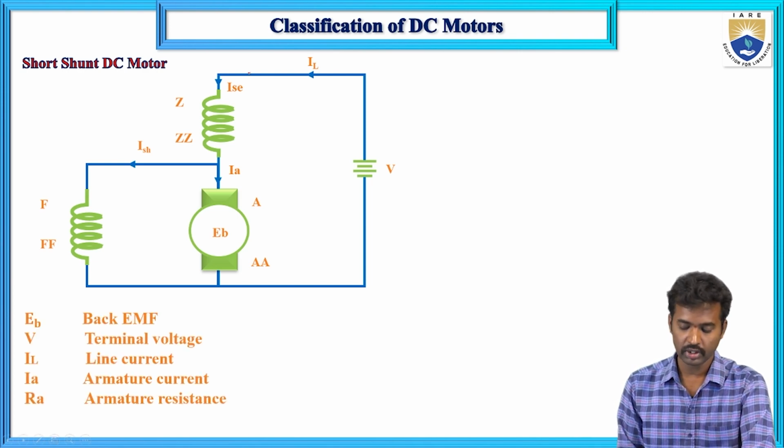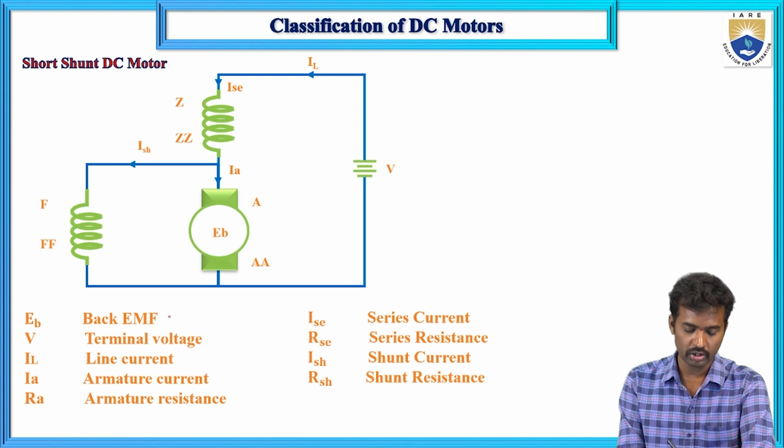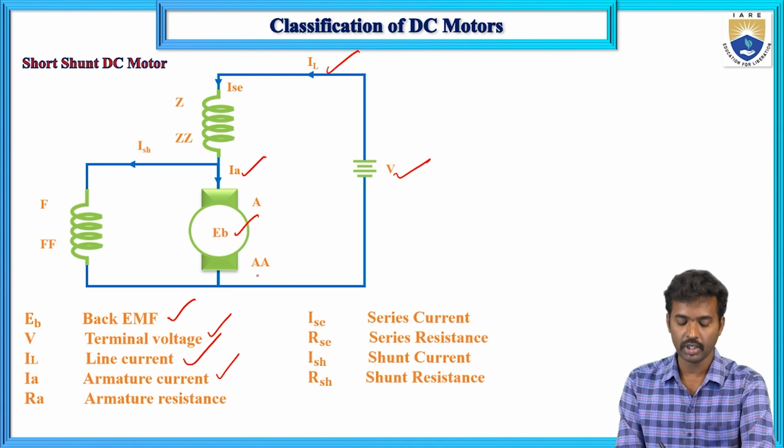Now the terms related to this short shunt: back EMF, terminal voltage, line current, armature current, and RA, the armature resistance.